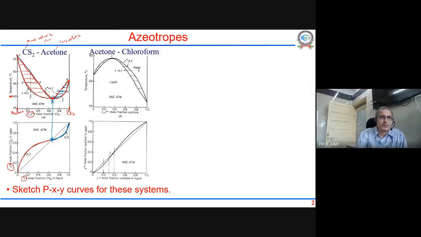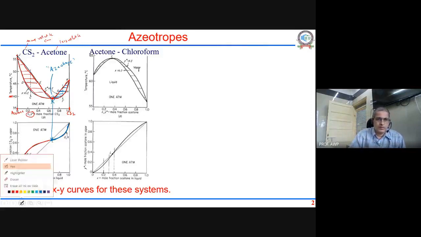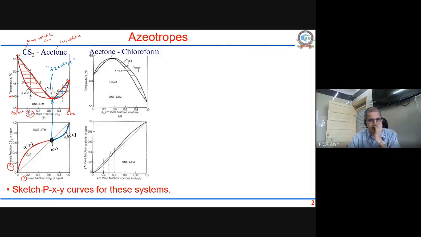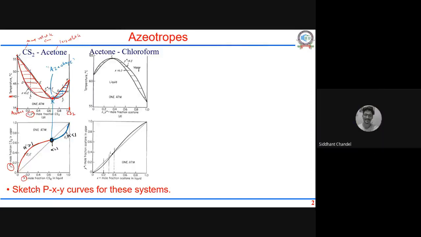So this point is called an azeotrope point. That means at the azeotropic point, x and y are the same, no more distillation can happen. So in this part of the curve, alpha is greater than 1. In this part of the curve, alpha is less than 1. And at this particular point, alpha is 1. y and x are the same. Do you agree with that? Yes, sir. All right.